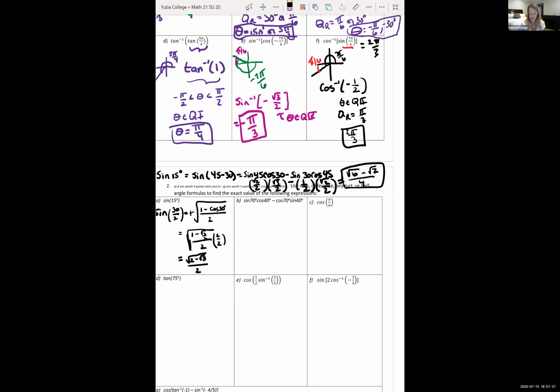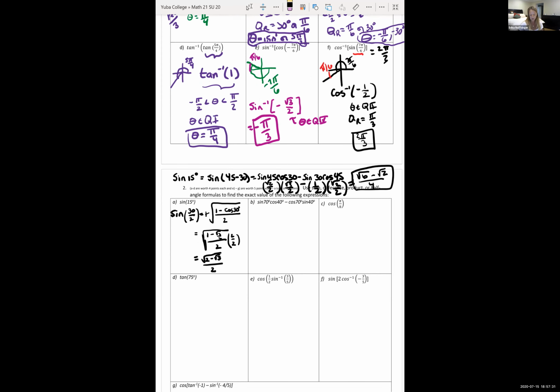Okay, so if you decided to use the sum or a difference of 2 angles, you should have gotten something similar to that.